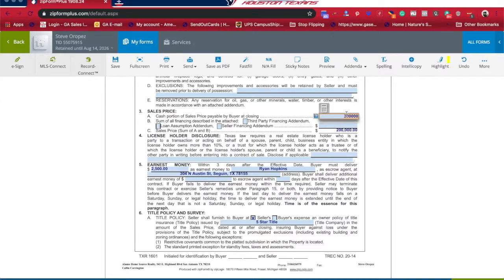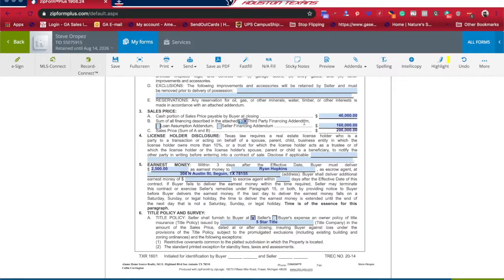But for this sale that I'm actually working on right now, we're going to do what's called a conventional loan that requires 20% down, and you just have to do the simple math to figure out what's going to equal up to that $200,000. So I know it's going to be $40,000 down and $160,000 that will require a third-party financing addendum. There are 3 sections here in section B, or line B here.